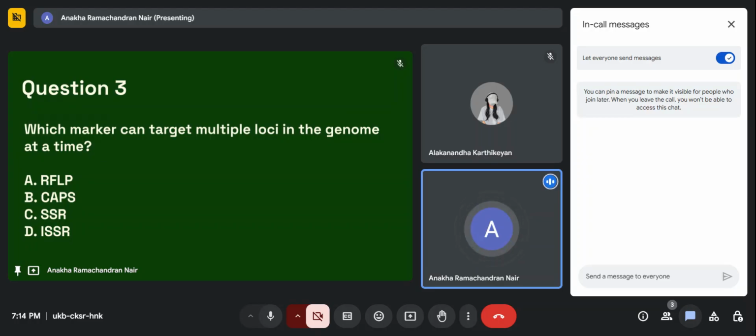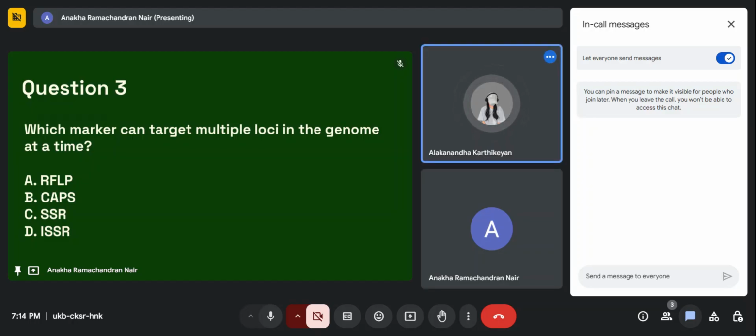So, do you have an answer that you think might be right? Actually, I have no idea. That's okay. That's not a problem at all.